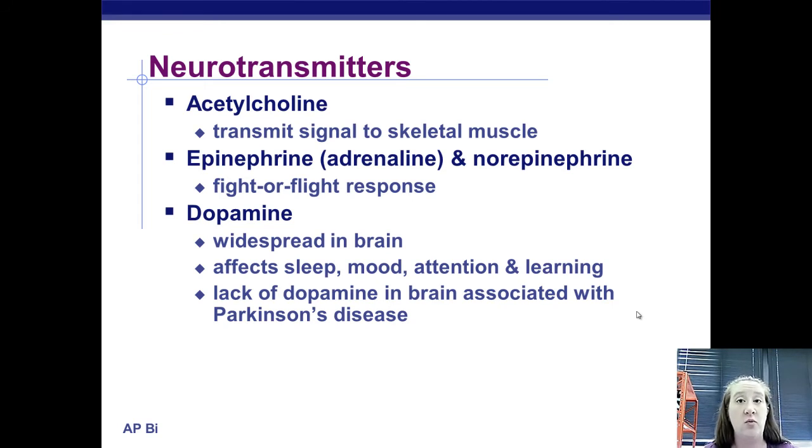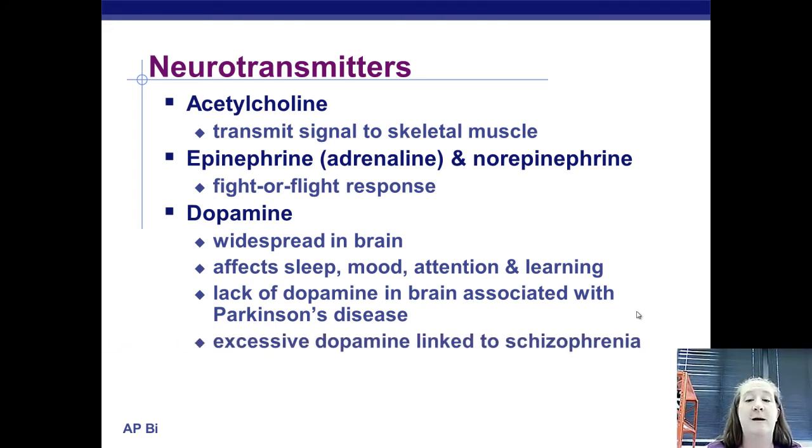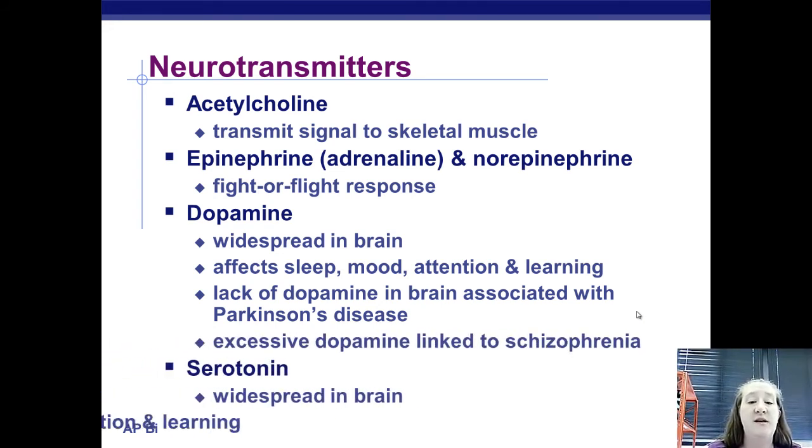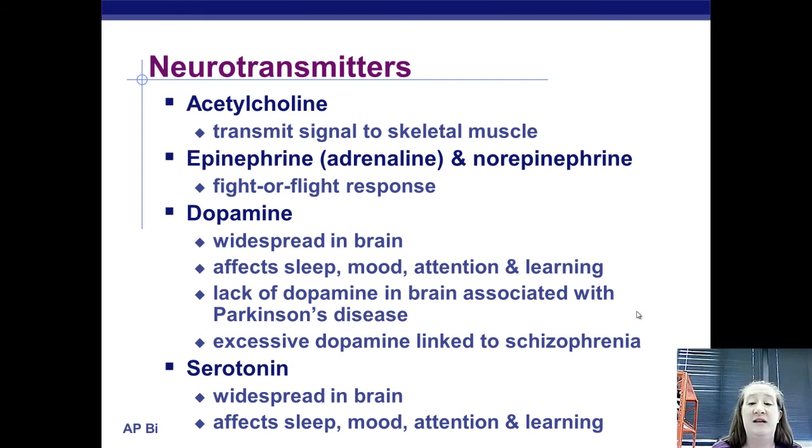We don't really know what is causing what. Do you run out of dopamine and therefore you get Parkinson's, or does something about Parkinson's stop your body's ability to make dopamine? We don't know what the cause is there, but we do notice that people with Parkinson's have a much lower amount of dopamine in their brain. And serotonin is another one that's really going to affect sleep, mood, attention, learning. Serotonin and dopamine are two of the ones that antidepressants can help regulate the levels of, especially serotonin.